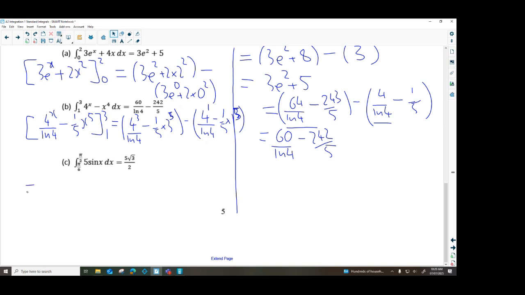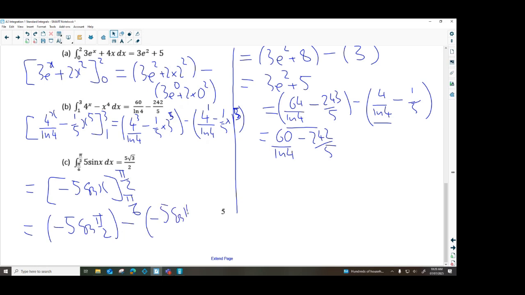So what does this give? Well, if you integrate this, you get sine integrates to give minus cos. So this is going to integrate to give minus 5 cos x between pi over 2 and pi over 6. So that means minus 5 cos pi over 2 take away minus 5 times cos of pi over 6.